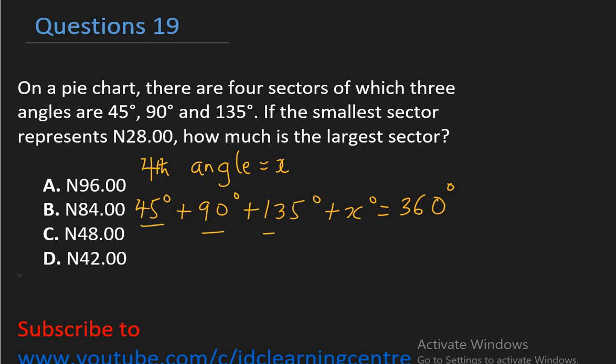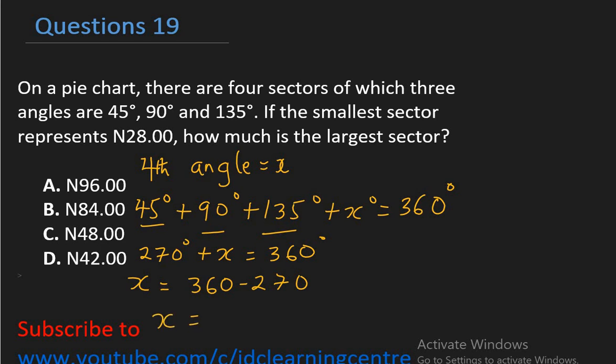45 plus 90 plus 135 will give me 270. So 270 degrees plus X degrees equals 360 degrees. Collect like terms. Move 270 to the right hand side, where it will turn negative. We have 360 minus 270. X, which is the 4th angle, will be 90 degrees. So how much is the largest sector?